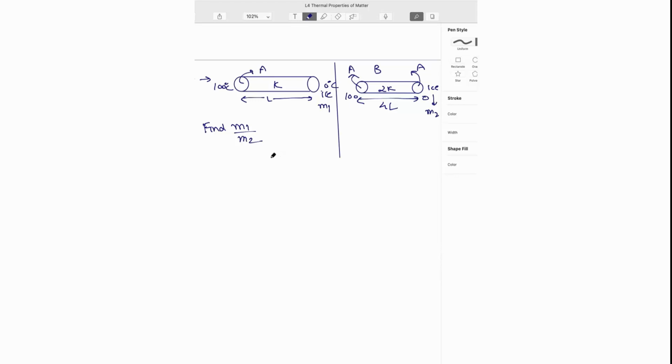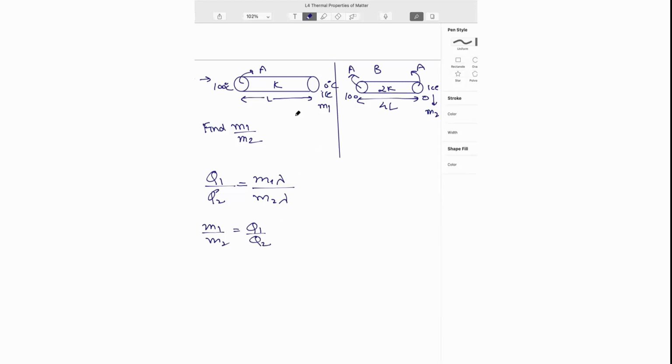So in order to solve that, we need to first find what is the ratio of Q1 by Q2. Because whatever the temperature gradient is causing the heat, that will be used to convert ice into water. So Q1 by Q2 is, so Q1 is M1 lambda, lambda of ice, divided by M2 lambda. We know lambda is same. So M1 divided by M2 is Q1 by Q2.